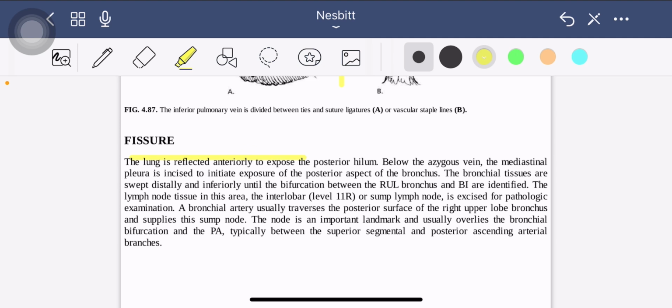So the lung is retracted. First we retract the lung anteriorly and superiorly to expose the inferior pulmonary ligament. The inferior pulmonary ligament is incised up to the level of the inferior pulmonary vein, and then the inferior pulmonary vein is looped, ligated and divided. Now again we will expose the lung.